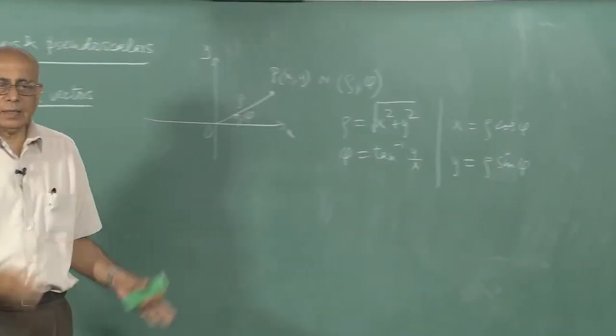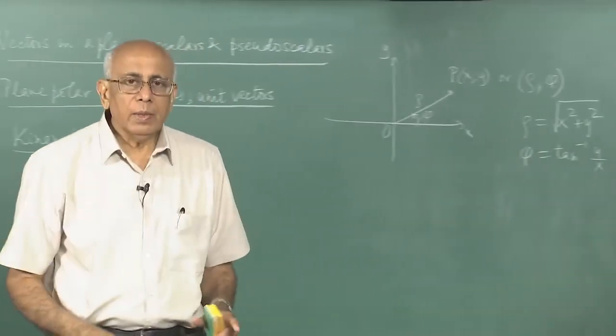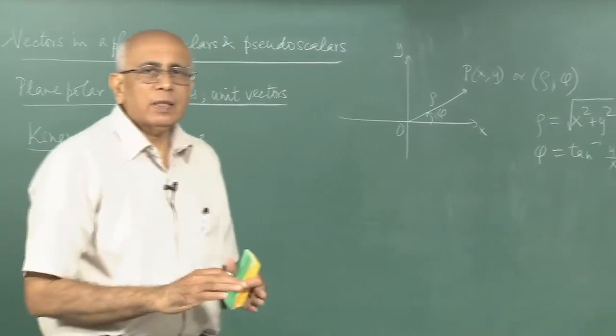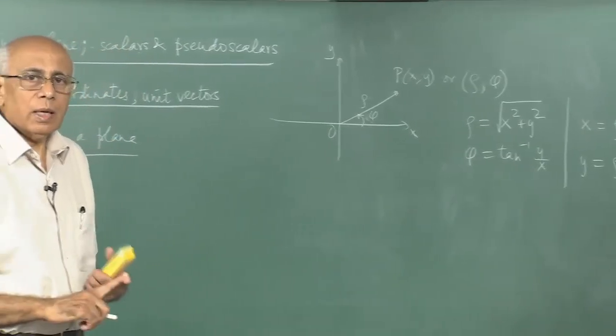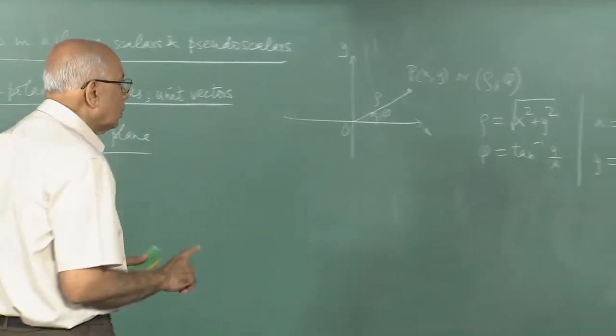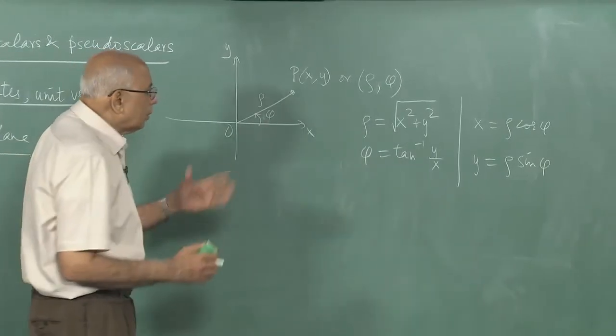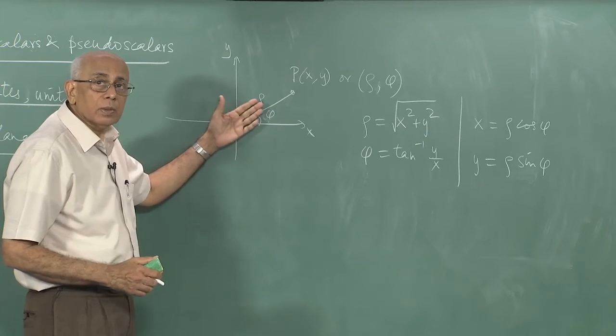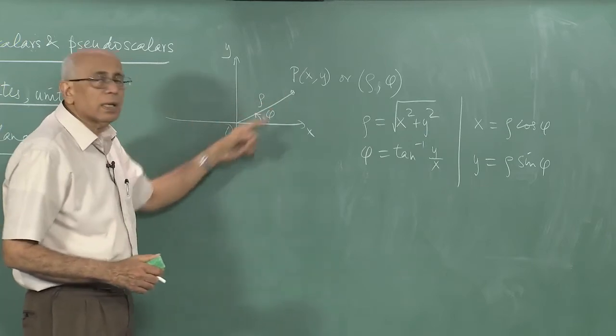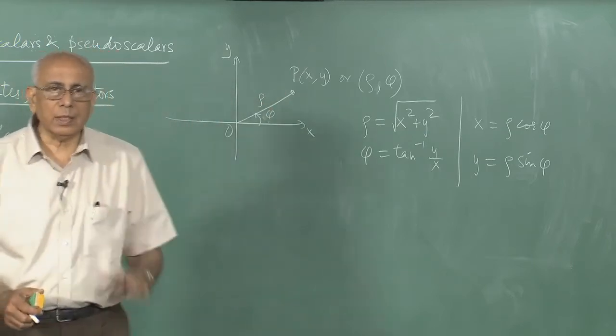I am rewriting these same formulas that we wrote down the last time, except I have replaced the symbol r with the symbol rho, because I do not want to use the symbol r in 2 dimensions. I would like to use rho, because when I go to 3 dimensions then it will turn out that the projection onto the xy plane, that distance I will continue to call rho for consistency.